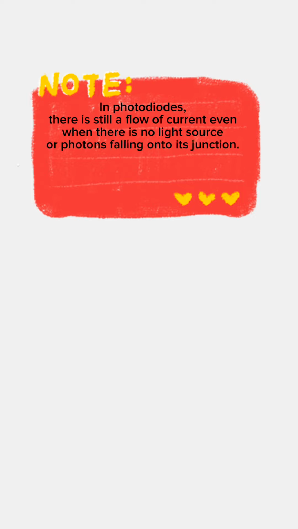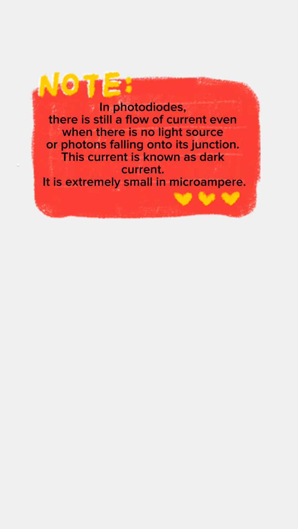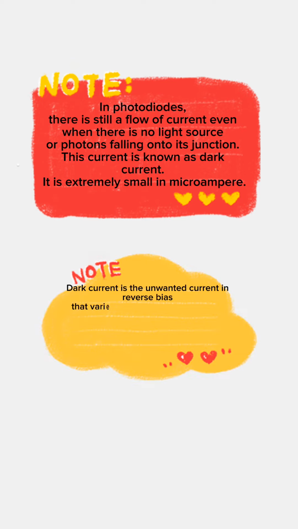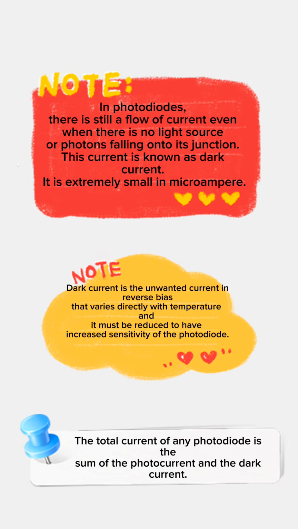In photodiodes, there is still a flow of current even when there is no light source or photons falling onto its junction. This current is known as dark current. It is extremely small, in microamperes. It is the unwanted current in reverse bias that varies directly with temperature, and it must be reduced to have increased sensitivity of the photodiode. The total current of any photodiode is the sum of the photocurrent and the dark current.